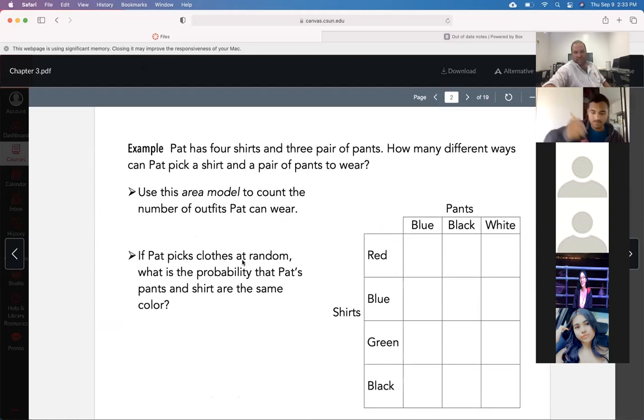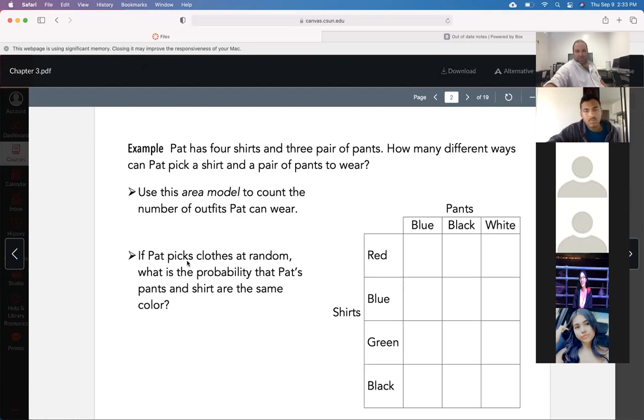And you can see it in this area model. What is it called, an area model? Because it's like length times width. It's like a rectangle. And you see that you have 4 shirts, a red shirt, a blue shirt, a green shirt, and a black shirt, for example. You have 3 pants, blue, black, and white. Every square represents a combination of a shirt and a pant. 1 shirt and 1 pant. So red shirt and blue pants right here, red and black here, and so on. You can see there are 12, correct?